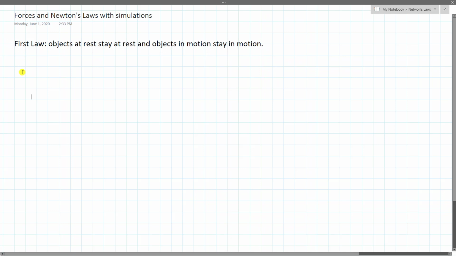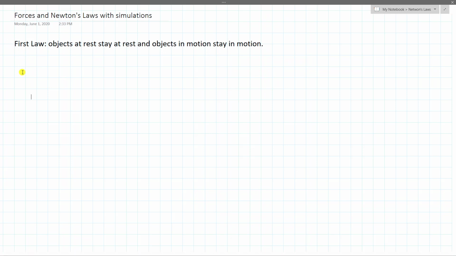The first law says objects at rest stay at rest and objects in motion stay in motion. This is pretty easy to understand in the first part: objects at rest stay at rest, right? You have an object sitting on your table. It's been sitting there for a while, and it just continues to sit there. But the other part is harder to understand. Why will an object in motion stay in motion? That part is against our intuition.